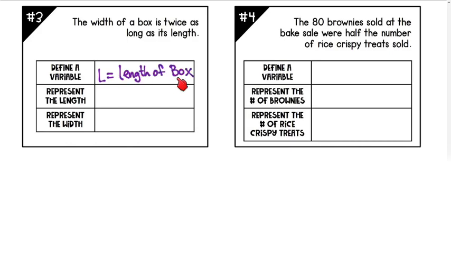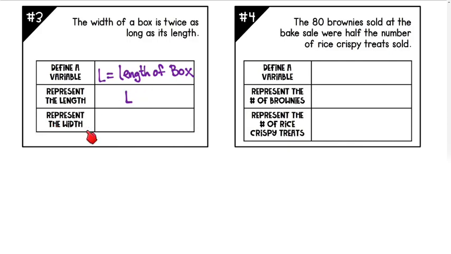So if L stands for the length of the box, how can I represent the length? Well, I can represent the length by just putting L. Now I could represent the width as W, but in solving equations and simplifying expressions, we don't want to have different variables to describe similar things because we can't compare them. We need to have it be the same variable where possible.